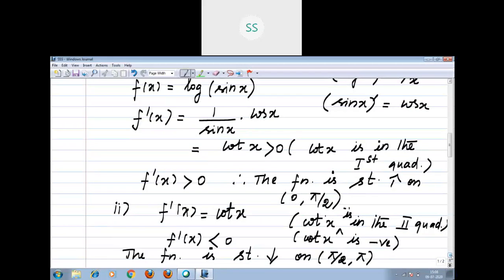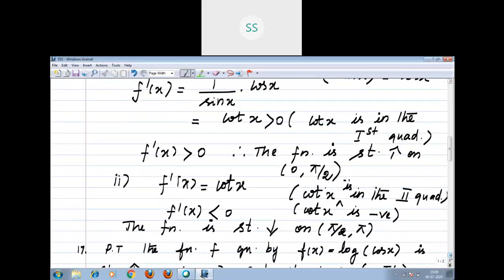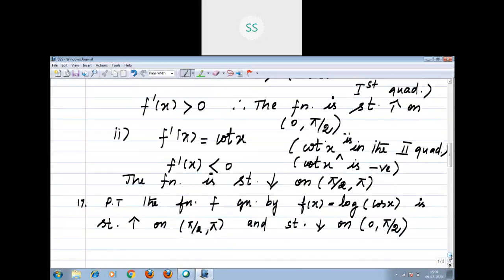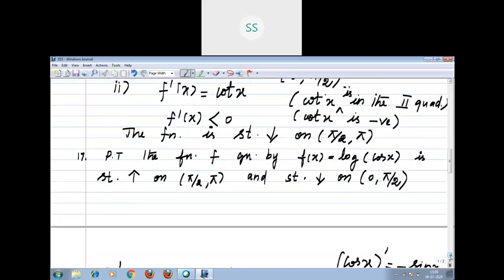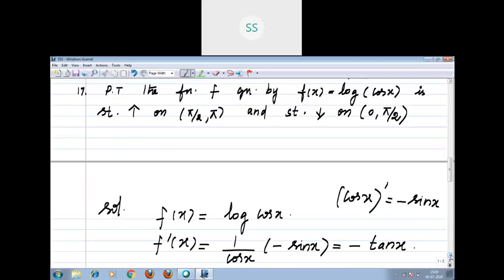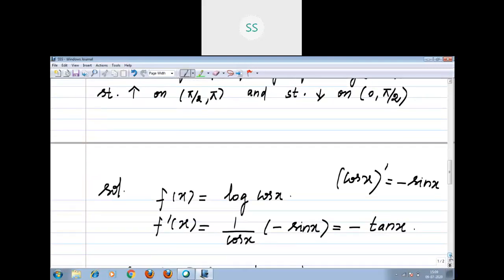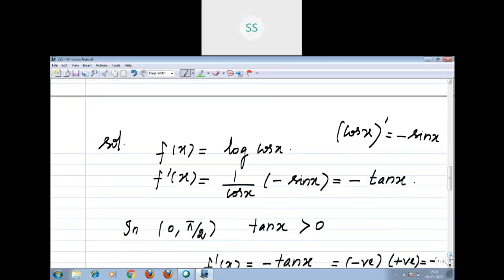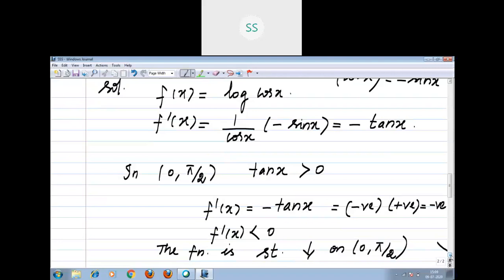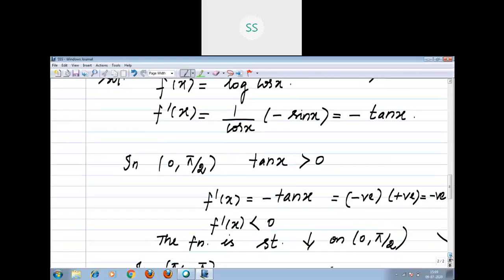F dash of x equal to cot x. The next interval is pi by 2 comma pi. In that, cot x is negative, so the derivative is less than 0. The function is strictly decreasing on pi by 2 comma pi. Here also the same, f of x equal to log cos x. When you differentiate, you get minus tan x. Tan x is greater than 0, positive, but negative into positive is negative. So the derivative is less than 0. The function is strictly decreasing on 0 comma pi by 2.